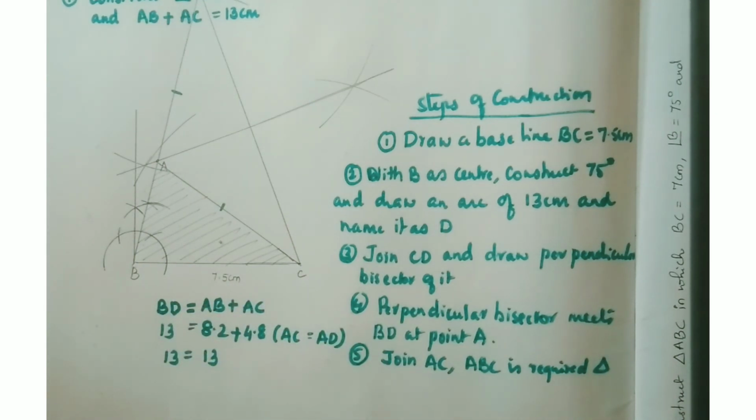So this is how you have to do the construction, write the justification and then write the steps of construction.